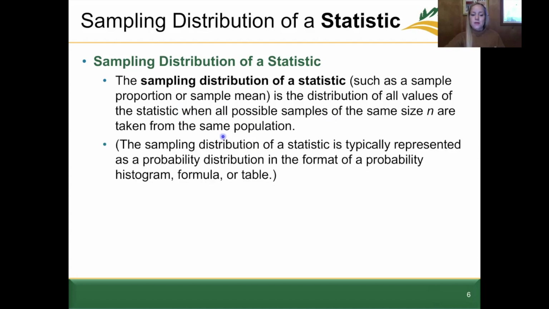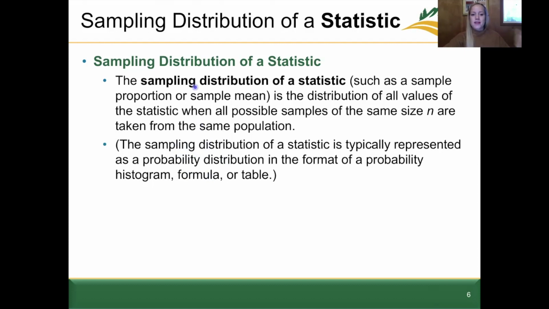Now, as we go through 6.3, you'll see this. So the sampling distribution of a statistic is typically represented as a probability distribution in the format of a probability histogram, a formula, or a table. So we're going to apply what we know from chapter 6 so far on normal distributions. We're going to apply what we know about samples versus a population and how samples can be representative of a population. We're going to combine all that with probability distributions now. So we'll go through this, we'll do examples.